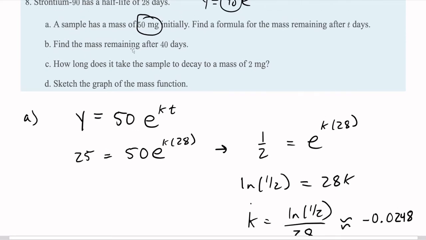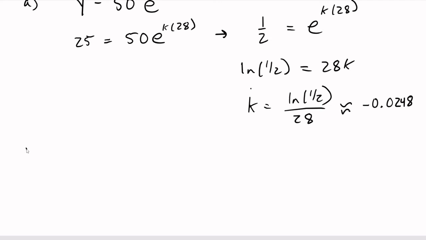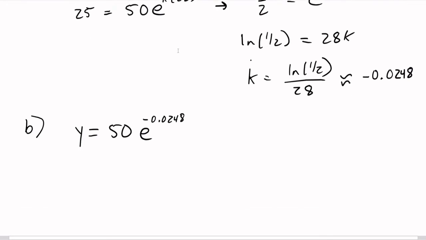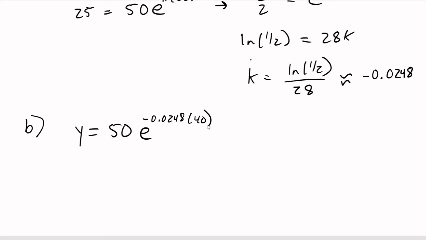All right, so B says find the mass remaining after 40 days. So okay, B, y equals, I start with 50, e to the, and we'll just use this rounded number, and then after 40 days. So just plug into your calculator. All right, so let's do it. 50e to the negative 0.0248 times 40. That gives me approximately 18.54 milligrams. So after 40 days, this is how much is left.